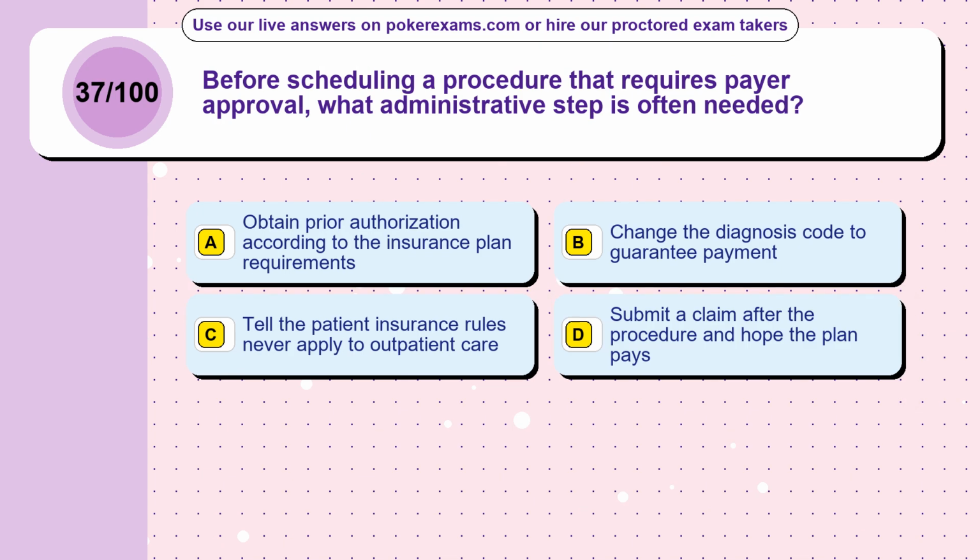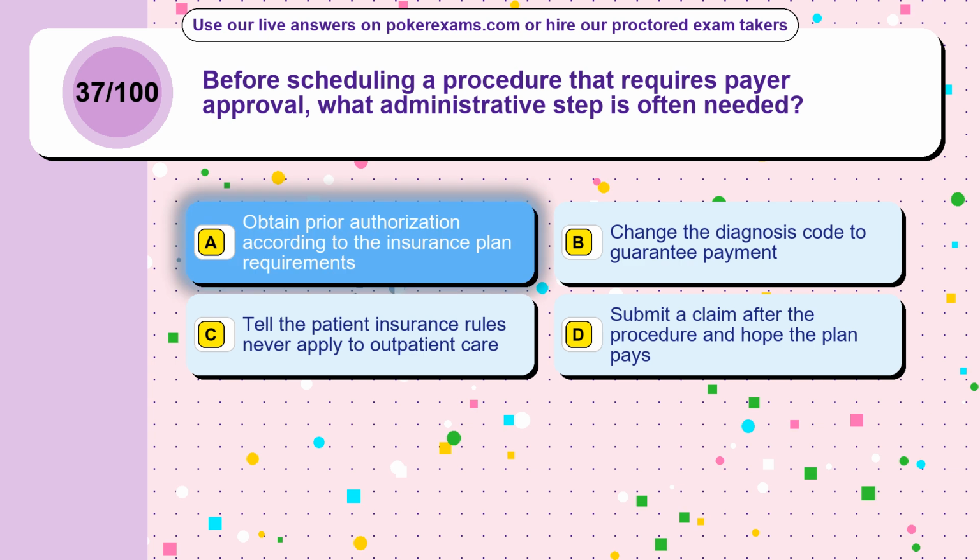Question 37. Before scheduling a procedure that requires payer approval, what administrative step is often needed? Option A, obtain prior authorization according to the insurance plan requirements. Option B, change the diagnosis code to guarantee payment. Option C, tell the patient insurance rules never apply to outpatient care. Option D, submit a claim after the procedure and hope the plan pays.